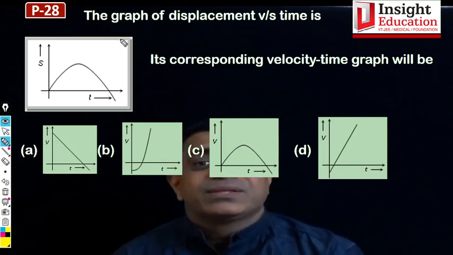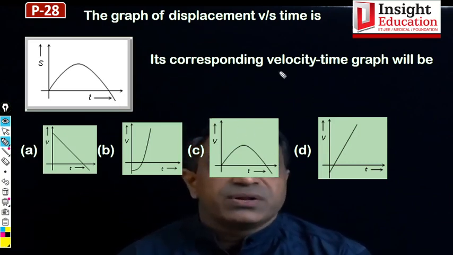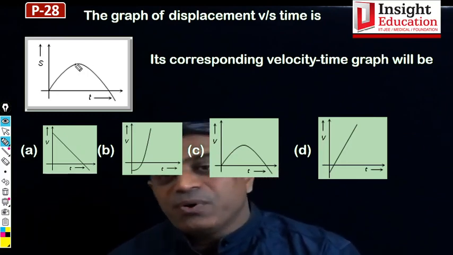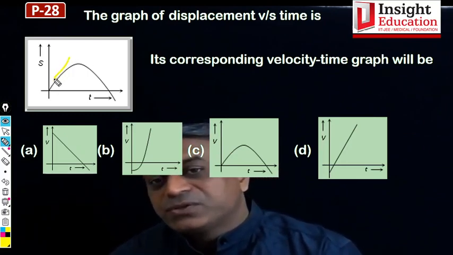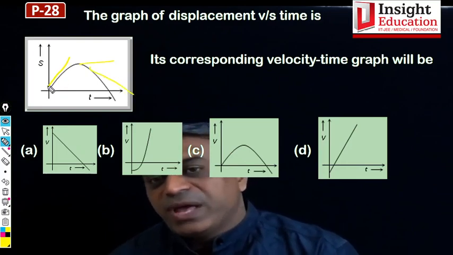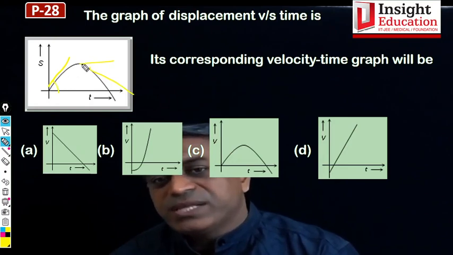Okay. The displacement-time graph and its corresponding velocity-time graph. The slope of the s-t graph represents velocity. Now you can see here the slope. Compare the first and second positions.